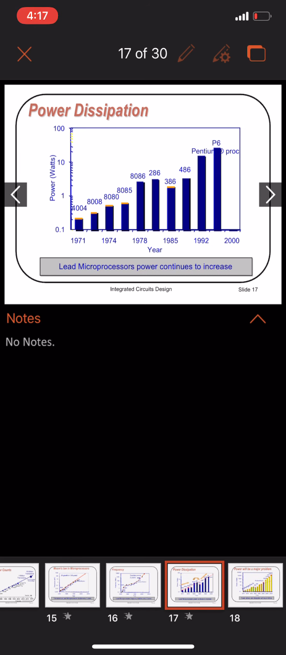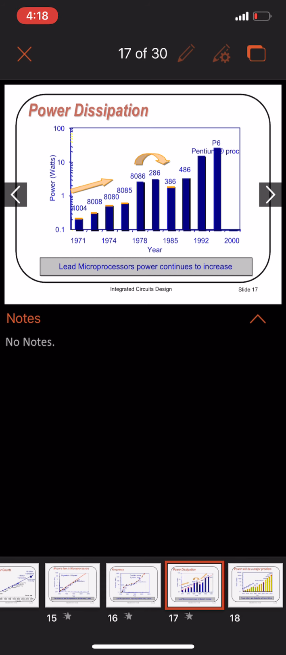Power dissipation. As the number of transistors increases in the small silicon area, each transistor dissipates some power. And you know that nowadays you have chips with billions of transistors. That's why power dissipation is a major problem in integrated circuit design technology. Here you can see the trend between power dissipation and the number of years. Power dissipation is continually increasing with the number of years, because you are integrating more and more transistors in the small silicon area.